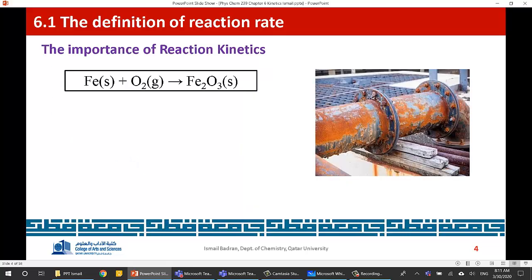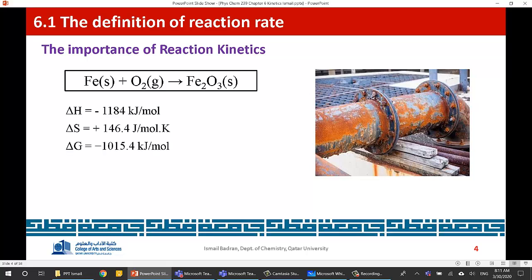So why do we study chemical kinetics, why is this chapter important, and what does reaction kinetics mean? First of all, I will give you two examples of reactions that will show you there is no relationship between the thermodynamics and the kinetics of the reaction. Let's consider first the rusting of iron. Iron solid reacts with oxygen, as you know, to form Fe2O3, which is the iron rust, the iron oxide that you see in the pipelines, and this is actually posing a big problem for the state of Qatar, especially because the oil pipelines and the natural gas pipelines rust all the time.